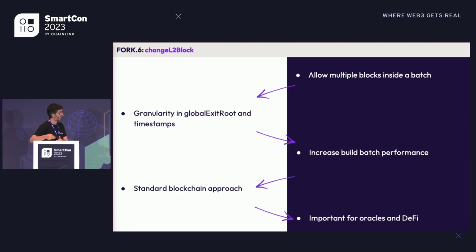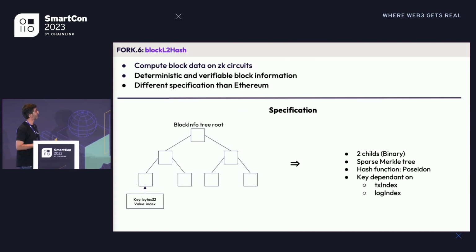This looks more like a standard blockchain approach, since we didn't have this kind of block concept inside the zero-knowledge circuit, inside the batch, but we will have it in the Fork 6. So basically, it looks more like a blockchain approach. And as I mentioned, it's very important for oracles and decentralized finance. And when we include this kind of block inside the batch, then what we could do is a block hash, but in layer 2.